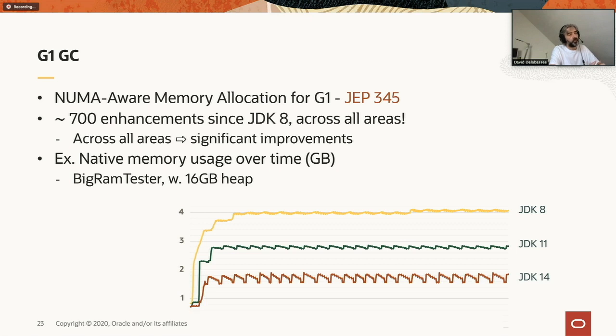So throughput, footprint, latency, and so on and so on. So that's something that you need to consider if those GC characteristics are important to you. You need to think about moving to a newer version of the platform.